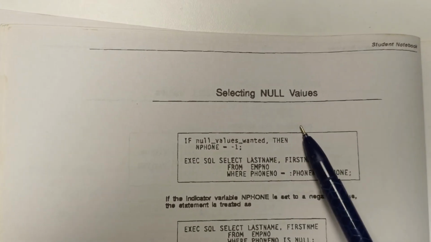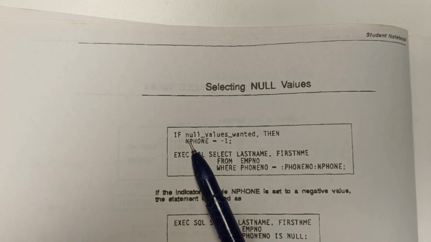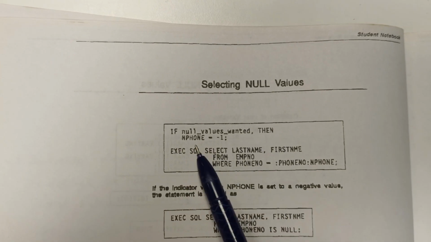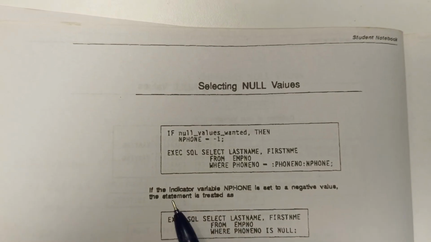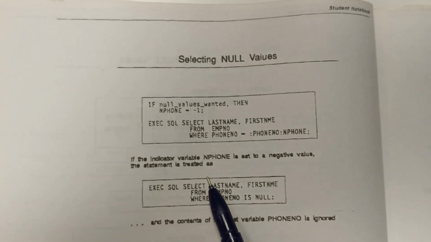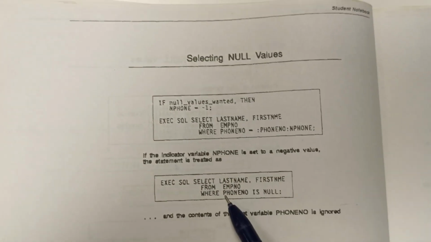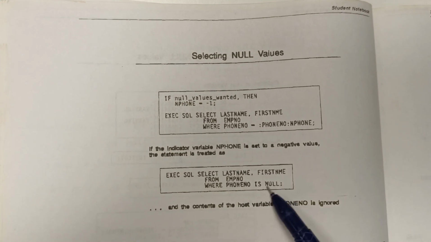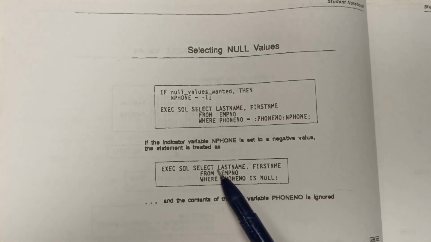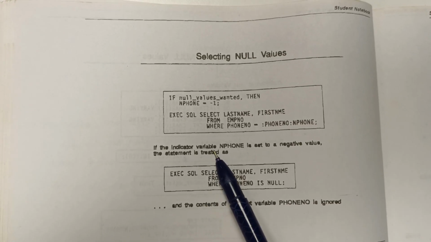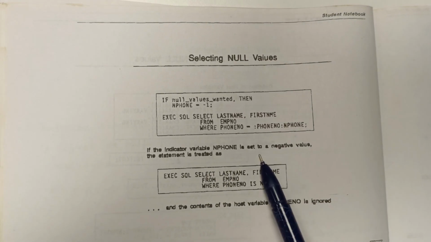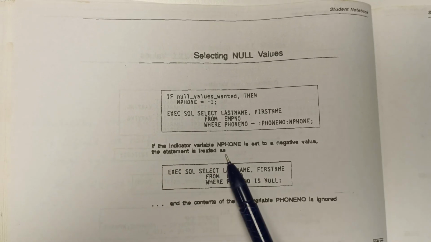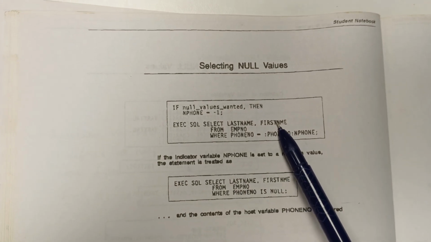Like this is selecting null values. How to select null values? We have seen null value fields like n4, and how do I identify how many null values my table has? I need to fetch all employees. See the indicator value: when the indicator variable n phone is set to a negative value, then the statement is treated similarly.